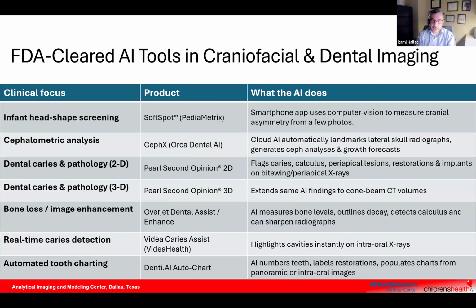There is no avoiding AI in healthcare today. Even in craniofacial care, there are already several devices that use AI to help with diagnoses and treatment. In just the past few years, the FDA has approved several AI tools for patient care. Some can measure a baby's head shape from a photo, quickly trace cephalograms, or spot cavities and bone loss on X-rays. But as you can see, we still do not have tools that help diagnose conditions like cleft lip, cleft palate, or craniosynostosis. This is an important area for future progress.